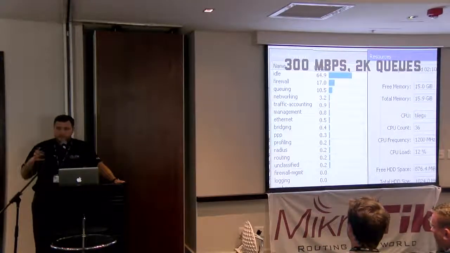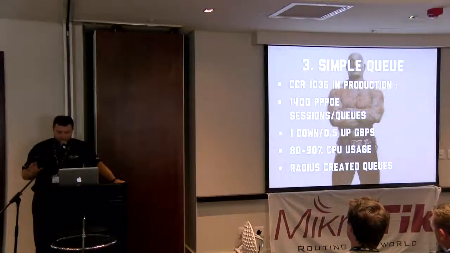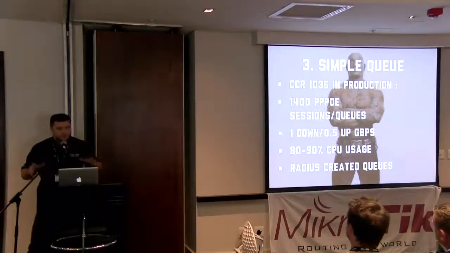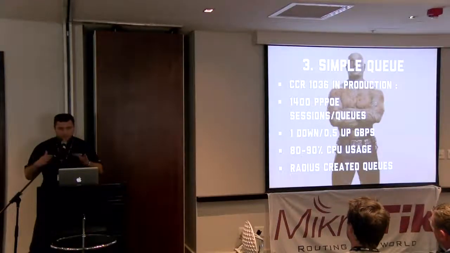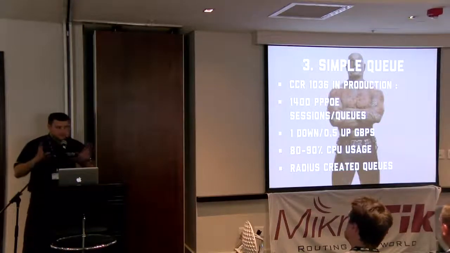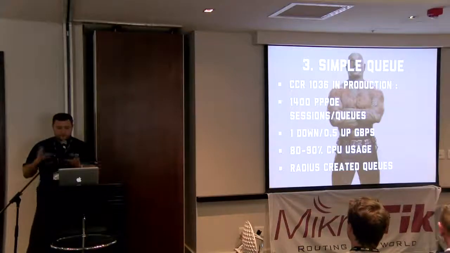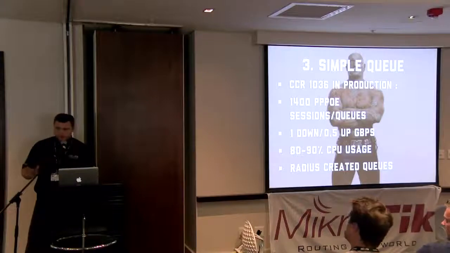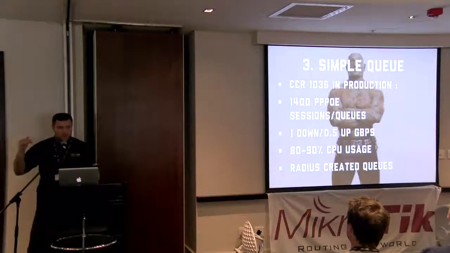So the performance limitations are this. If I have Cloud Core 136 in production and I'm running the maximum amount of combination traffic and PPPoE sessions that I can run on that equipment, it is around 1,400 PPPoE sessions and 1 gigabit per second download and half upload. So in this scenario, we will reach 80–90% of CPU usage, which will start degrading the service. So this is the maximum we can get from this device.